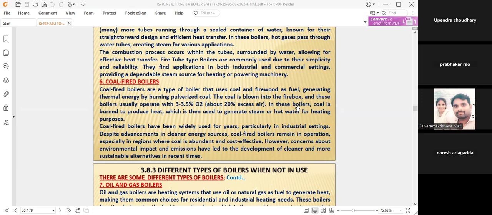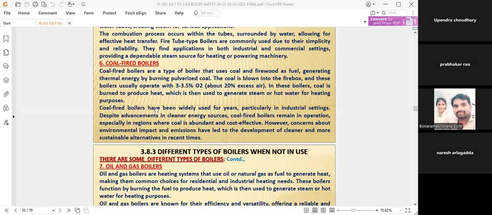In these boilers, the coal is burned to produce heat, which is then used to generate steam or hot water for heating purposes. These are some of the applications we have to see. These are things that have to be taken care of. 20% excess air is to be used for burning the fuel, because along with the coal, other blended fuel like firewood is also there. That's why 3 to 3.5% oxygen levels will be there by using the 20% excess air. Actual air, oxygen, is used for burning the fuel, pulverized coal.